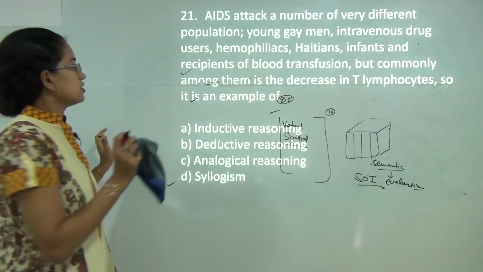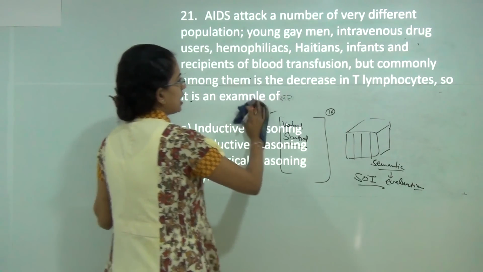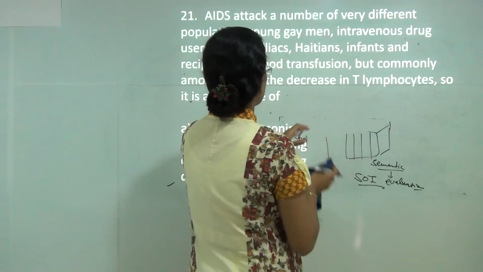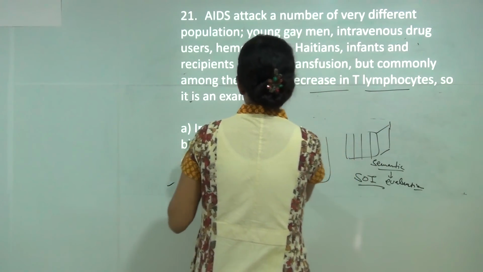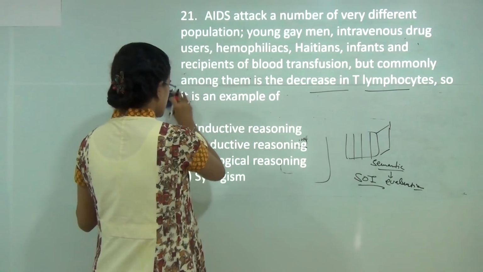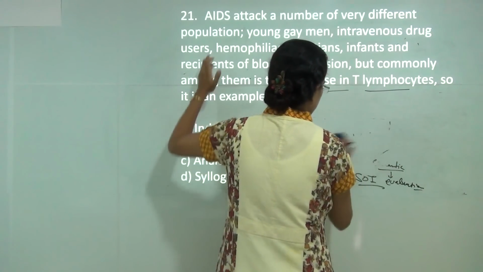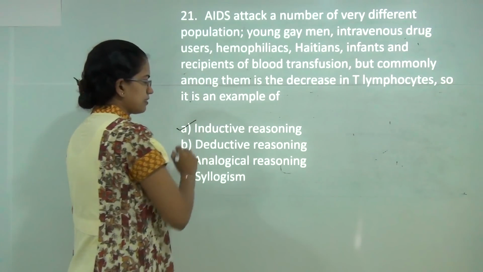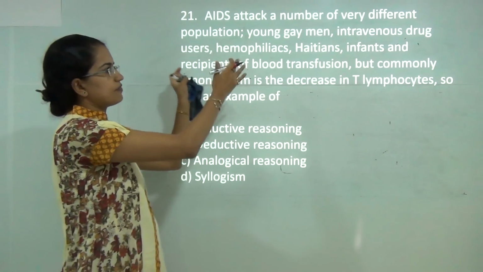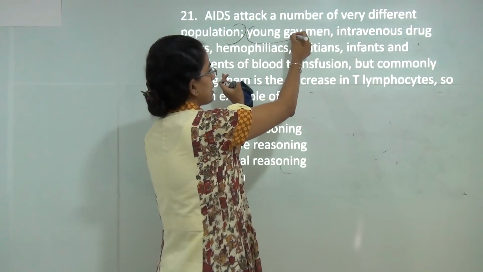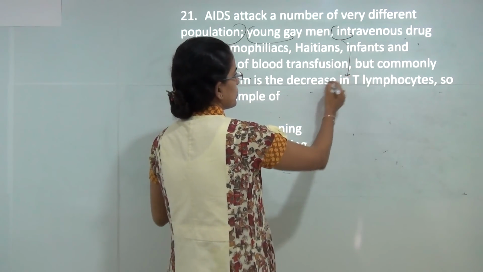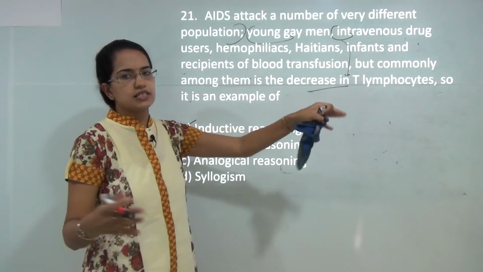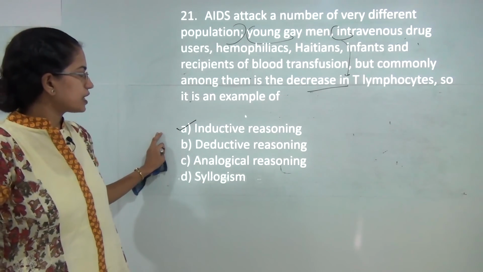Next question. Now this passage explains AIDS, and the final statement says that among all people suffering from AIDS, there is a decrease in T lymphocytes. This means you are coming to a general conclusion from the specific cases you are studying. So this approach is by nature an inductive approach, because you are moving from specific observations, that these people have such factors, to a generalized conclusion that all people suffering from AIDS would have a decrease in T lymphocytes. So this would be an example of inductive reasoning.